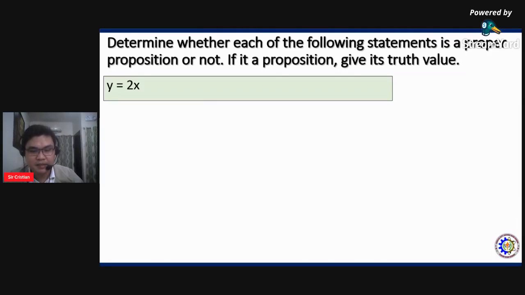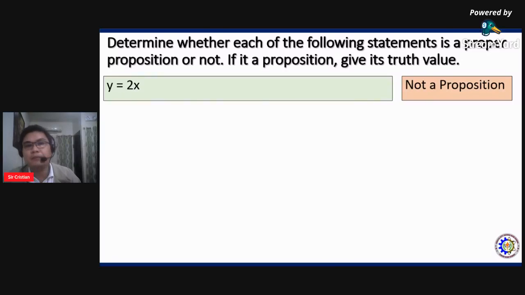Okay, the answer is not a proposition. The explanation for this one is that though the first condition is met, that is, it is a declarative sentence, y equals 2x, it's declarative, yes, but the second condition is that it should have a truth value, either true or false, but not both. Since y equals 2x contains variables x and y, we do not know the certainty of its truth value. We do not know if it's true or not unless we know the values of x and y. So at this point, y equals 2x is undetermined for its truth value, so it is not a proposition.